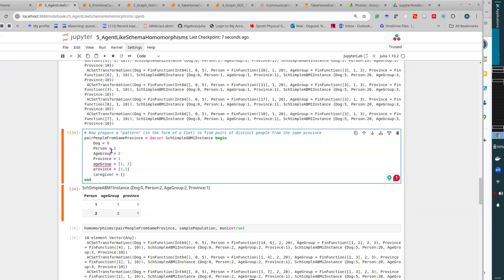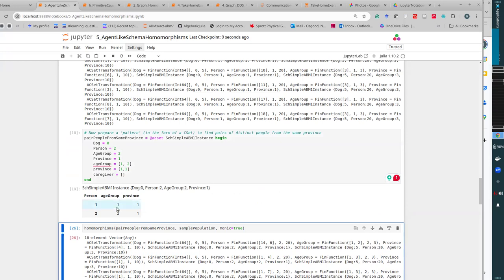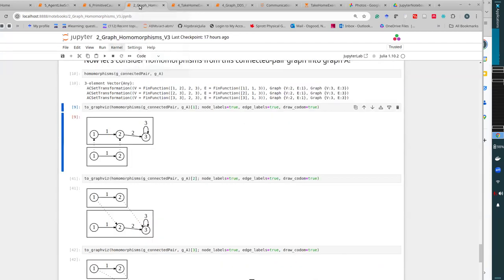Can we try this? Okay, this is the encoding of this. This here is a CSET. The pattern, this is a really important point, the pattern is a CSET. Now, we're going to look for that pattern in the big database. Just like here, the pattern was a CSET. This was encoded as a CSET, a particular graph.